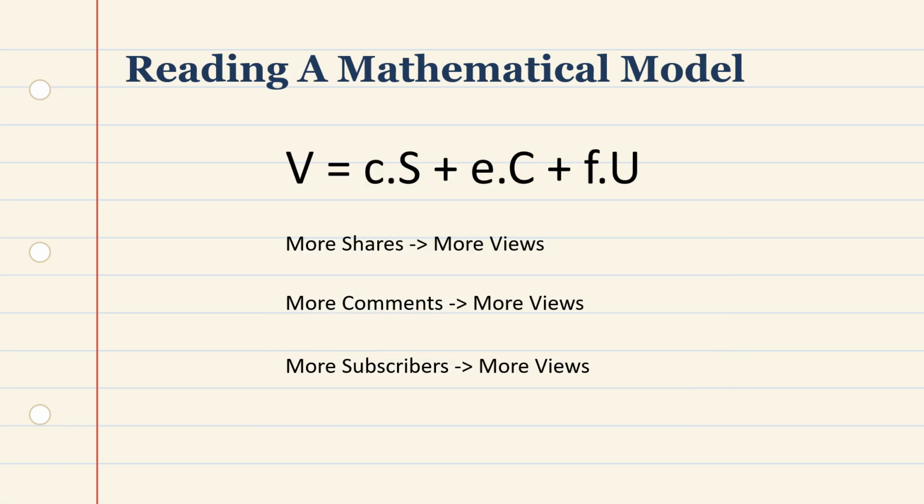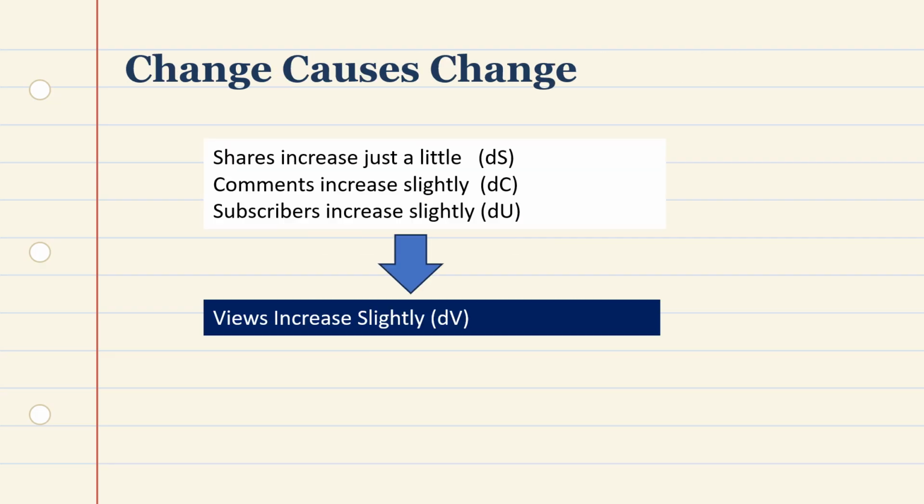How do we read this mathematical model? What this mathematical model says is that more shares, more views; more comments, more views; more subscribers, more views. In the previous chapter, we learned about cause and effect, and that applies here, meaning that every change causes change. So if the number of shares changes by a little, it will increase the views by a little.